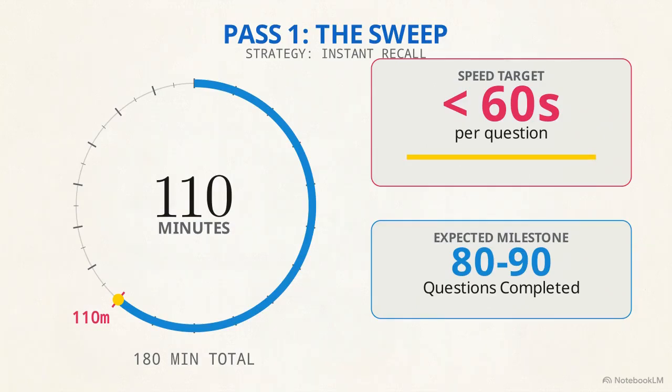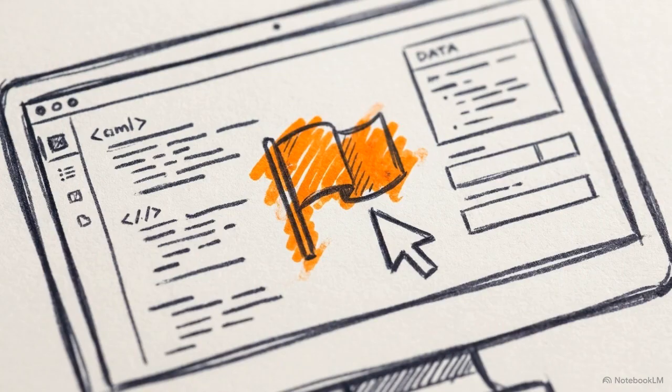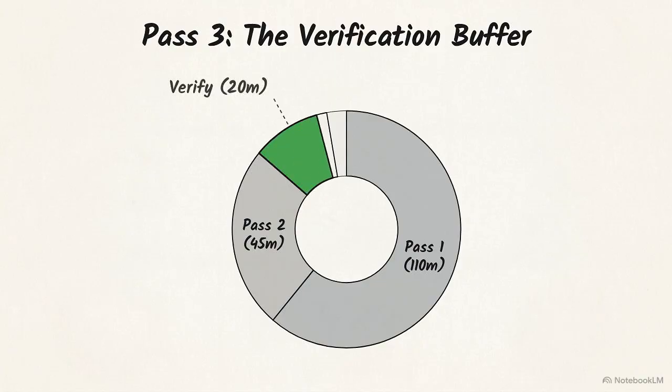Pass 2 is a 45-minute return window for every question you flagged. Approaching these with a fresh perspective helps resolve mental blocks. Pass 3 is the final 20-minute buffer used to verify your most uncertain answers.